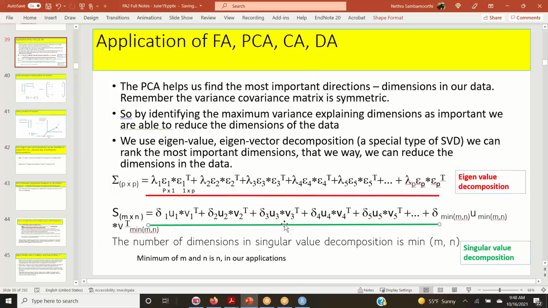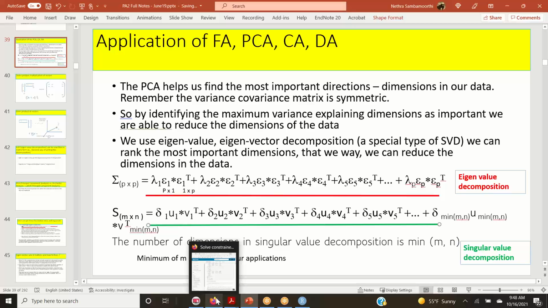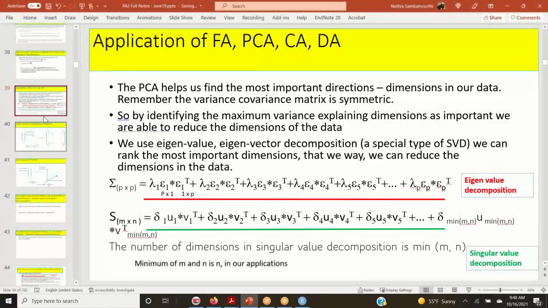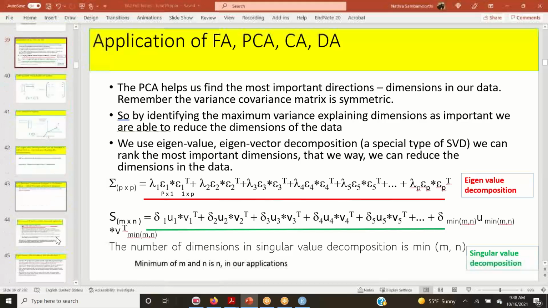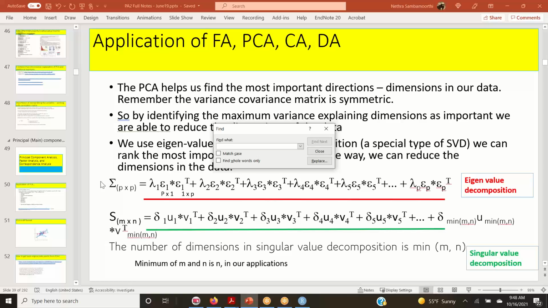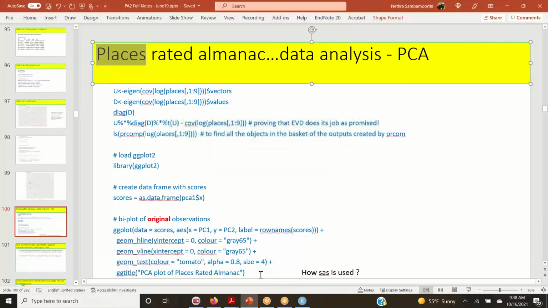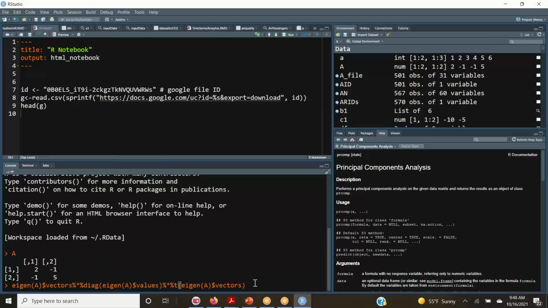You understood this singular value decomposition. Let me explain that singular value decomposition a little bit more. Now, why don't we do one thing? We'll come back to the singular value decomposition. Let me finish the PCA, principal component analysis. We remember we talked about the Places Rated Almanac. Remember we talked about it. So let's go and finish that part.